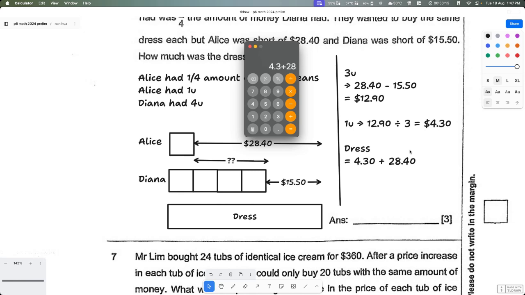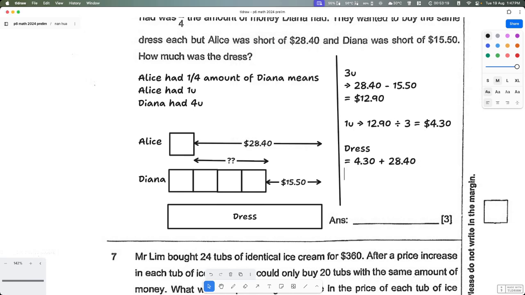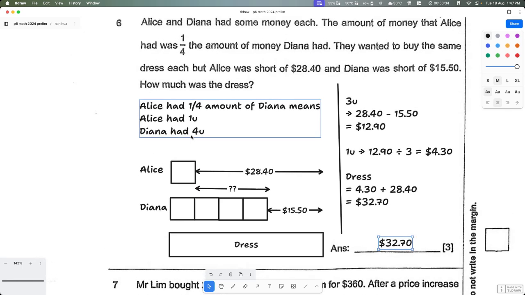Okay, and let's use that calculator. Plus 28.40, and this will give you $32.70. Okay, there you go. So that's the answer, $32.70. Right, don't forget your dollar sign. Alrighty. Okay, so let's move on to the next question.